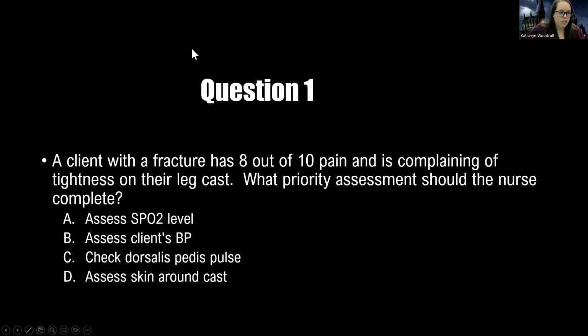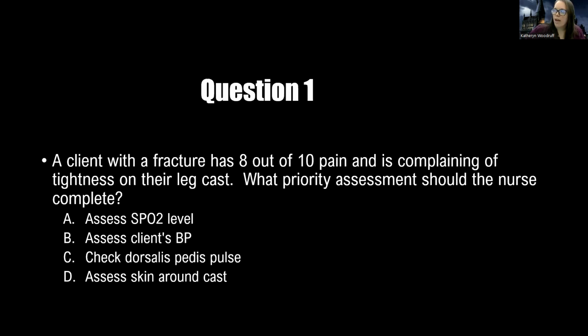So first, question one, it says a client with a fracture has 8 out of 10 pain and is complaining of tightness on their leg cast. What priority assessment should the nurse complete?